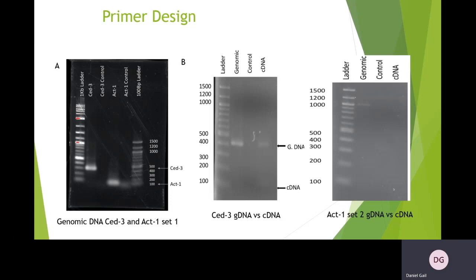The second gel shows the ability to distinguish between complementary DNA and genomic DNA. SED3 shows the ability to do this by showing separate bands at 400 and 100 bases, with the 100 bases being the complementary DNA from the mRNA product. The second set of ACT1 primers never showed the ability to amplify complementary DNA.